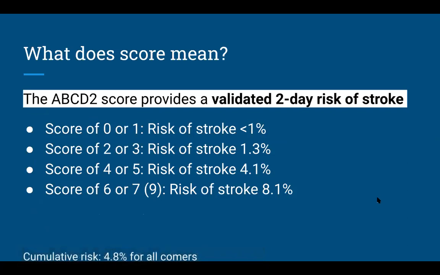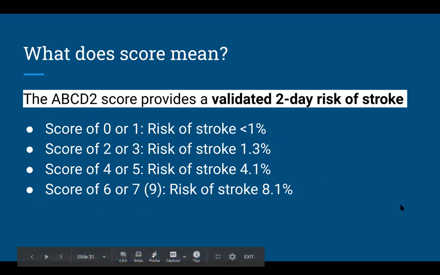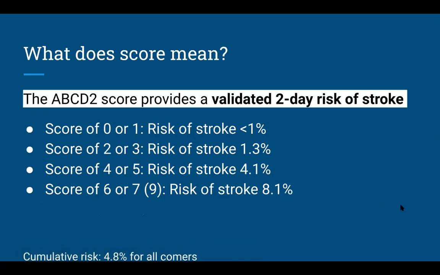So it is a validated score that tells you what your 2-day risk of stroke is. You can see here that if you've got a score of 0 or 1, your risk is less than 1%. These are the patients that are probably like 35 years old with no medical problems, who said their whole face was numb for 10 minutes. So it doesn't even sound like a TIA to begin with. These are the patients that probably don't really need any further workup and can be discharged.